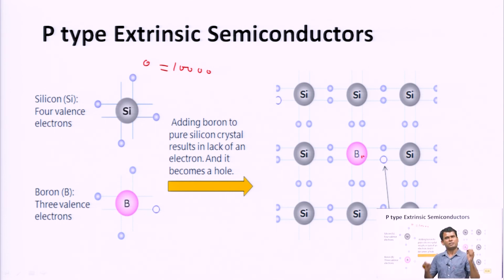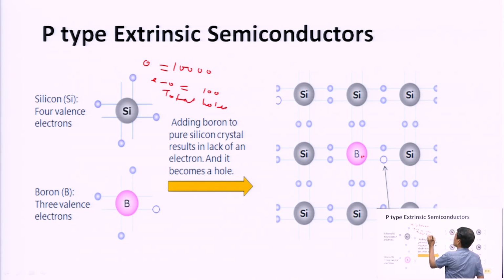But at the same time, suppose electron-hole pairs are 100. This means total holes are equal to 10,100 and electrons are equal to 100. This means holes are known as majority carriers and electrons are known as minority carriers in the case of a p-type semiconductor.